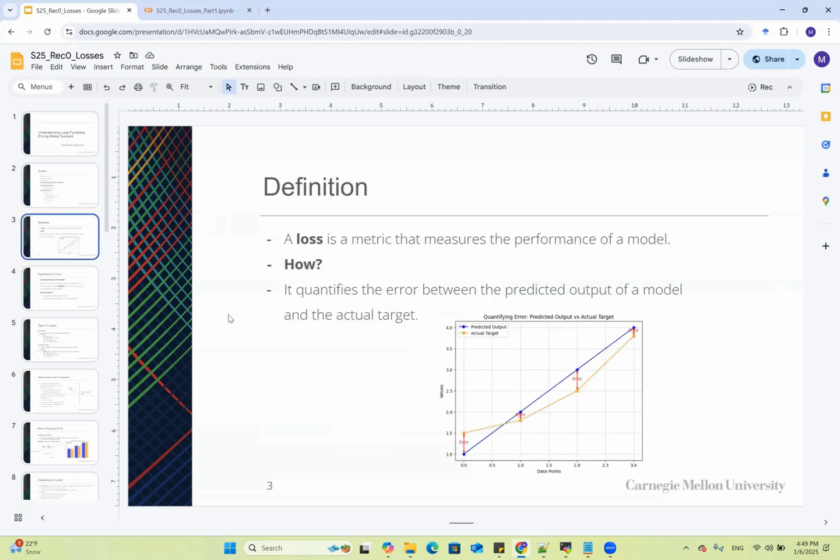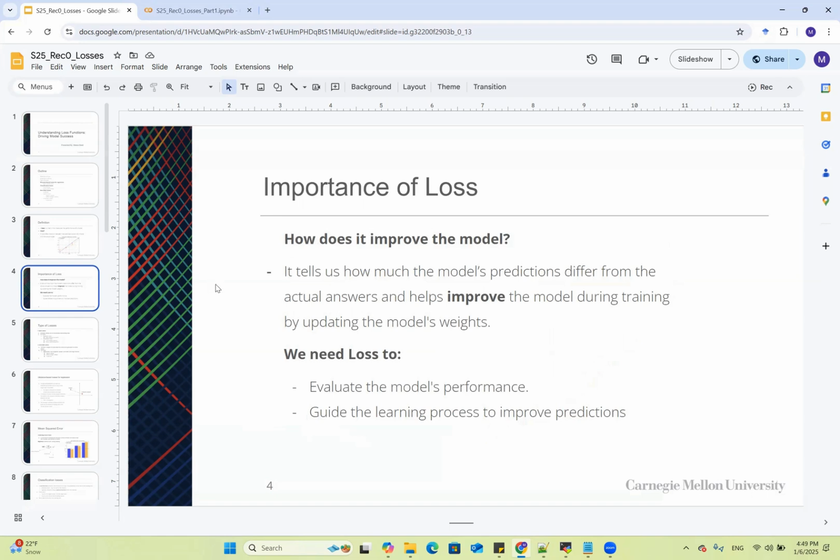So, what is a loss? It's a metric that measures the performance of a model. How? By quantifying the error between the predicted output of a model and the actual target. How does it improve the model? It tells us how much the model's predictions differ from the actual answers and helps us improve the model during training. How? By updating the model's weights.